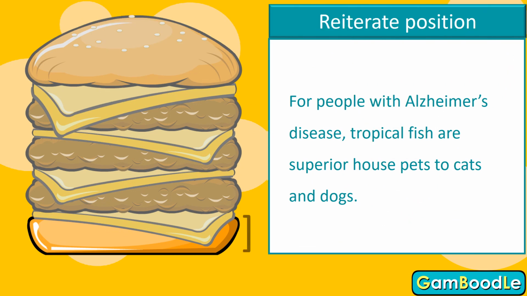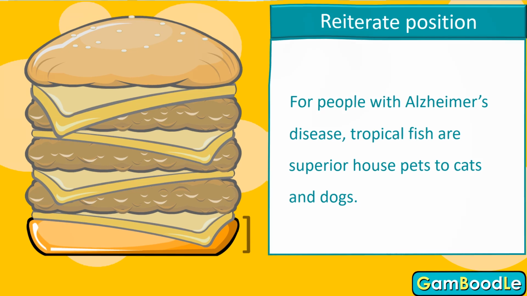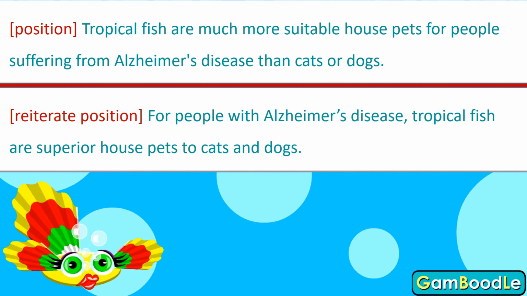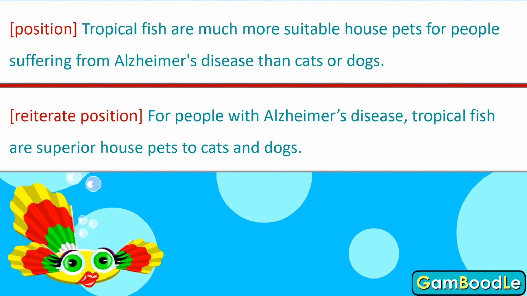Reiterate your position using different words than in your introduction paragraph. For example, for people with Alzheimer's disease, tropical fish are superior house pets to cats and dogs. Take a moment to compare the position from the introduction paragraph and the reiteration of the position in the conclusion paragraph.